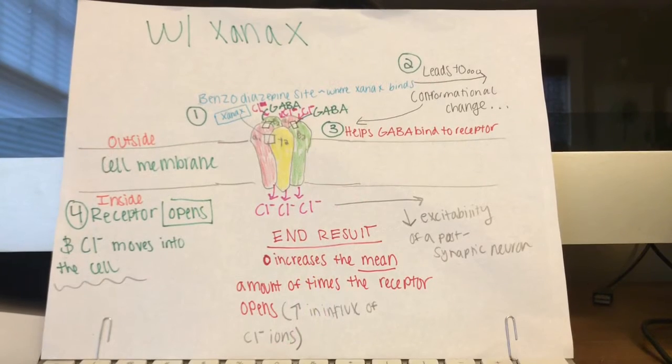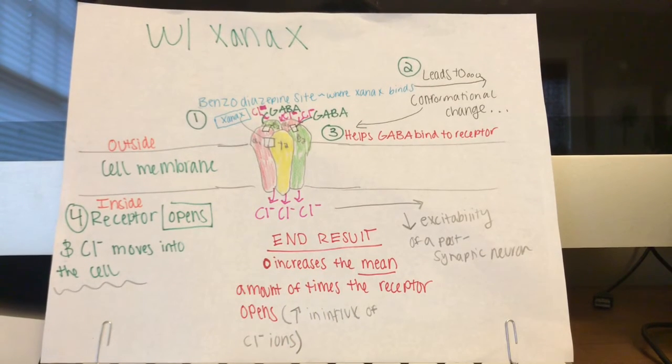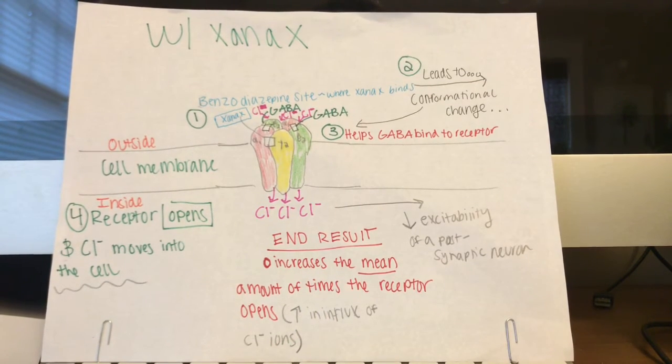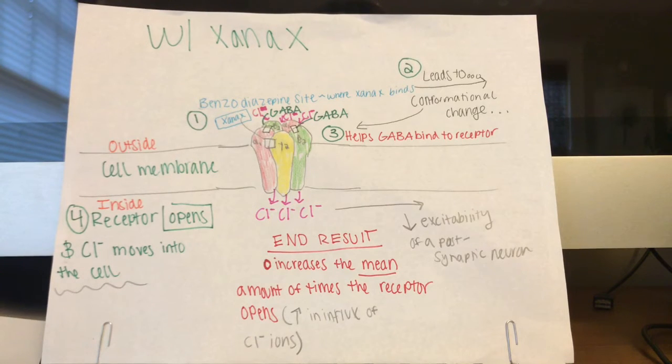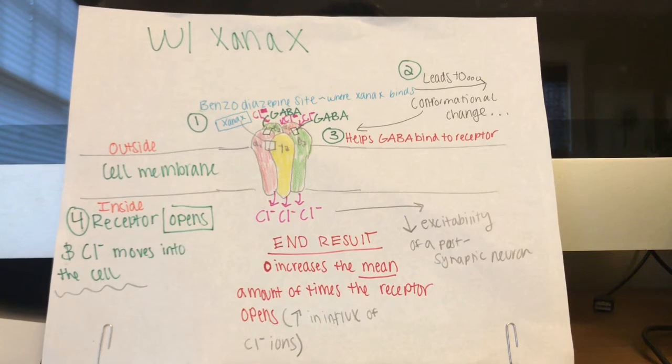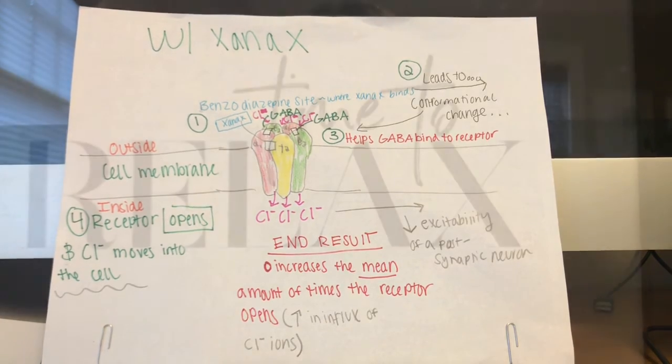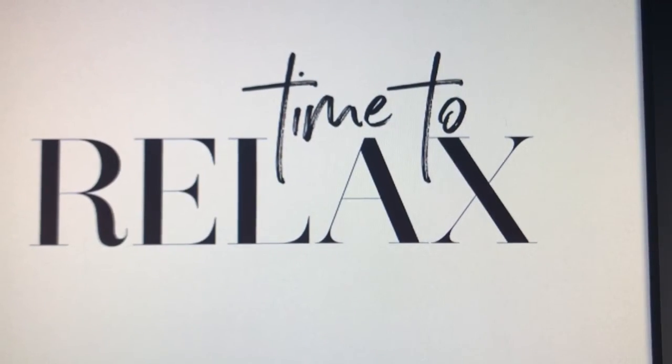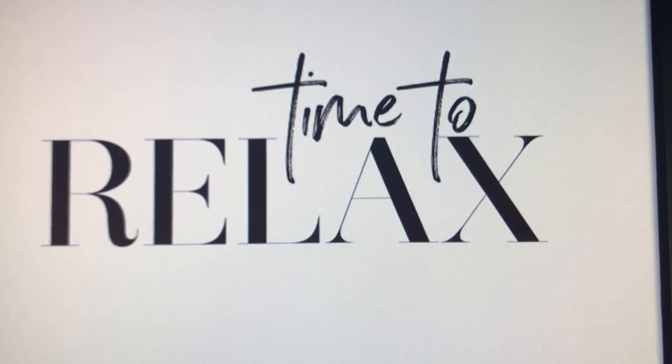Picture: Xanax binds to the benzodiazepine site on the receptor, which leads to a conformational change, allowing GABA to bind to the receptor better and longer, which increases the mean amount of times the receptor opens and overall increases the influx of negative chloride ions. The effect is a decrease in anxiety, like a decrease in anxious thoughts and heart rate.